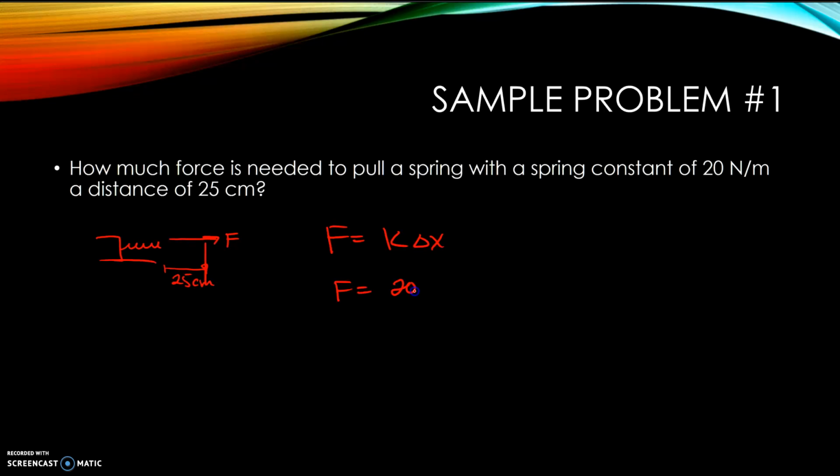We know K is 20 newtons per meter, and the delta X, now we have to be careful here because this has to be in meters, so this is going to be 0.25 meters. So we multiply those two together, and we get 5 newtons. The meters cancel out. Always put units after your numbers. Okay, it really does help you. So anyway, we would have to apply 5 newtons of force to get this to stretch 25 centimeters. Not too bad, right?